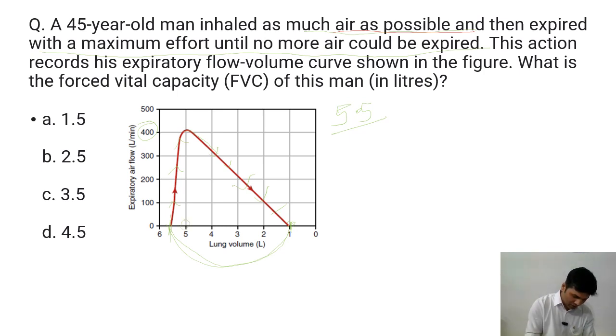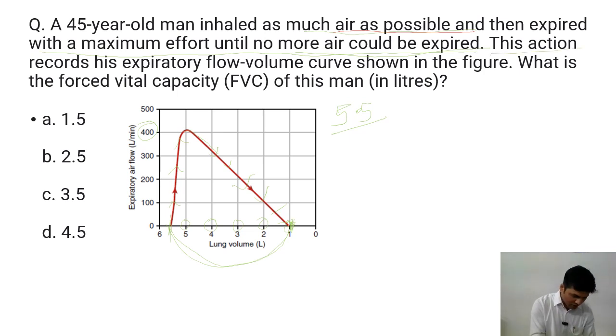Then from 5 liter, the remaining air in the lung is 4 liter, then 3 liter, then 2 liter, and then 1 liter, and after that he cannot expire more, as this is the residual volume in this case. So the residual volume you cannot expire after that. So here the question is, no more air could be expired. So he reached this level, and that is actually the residual volume.